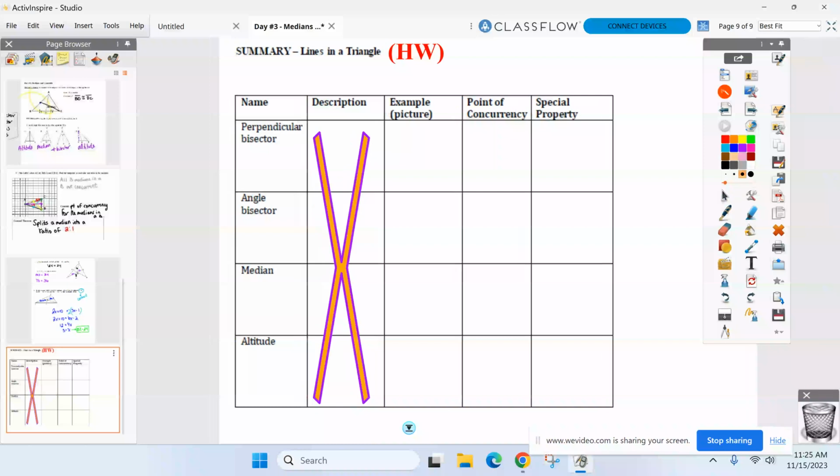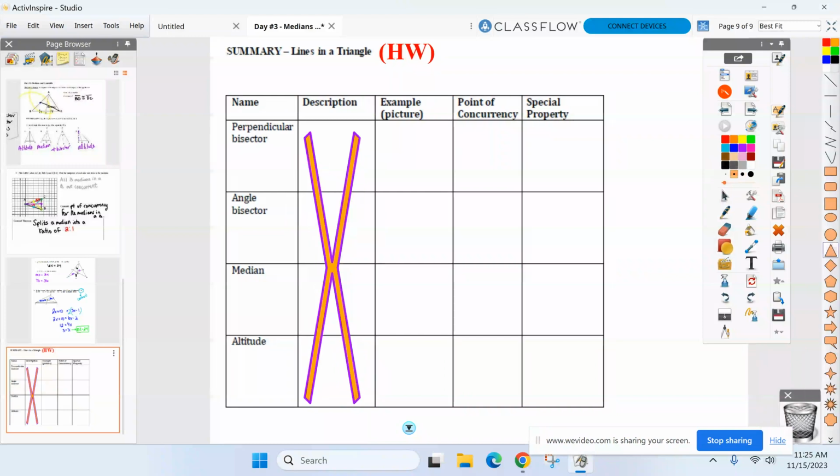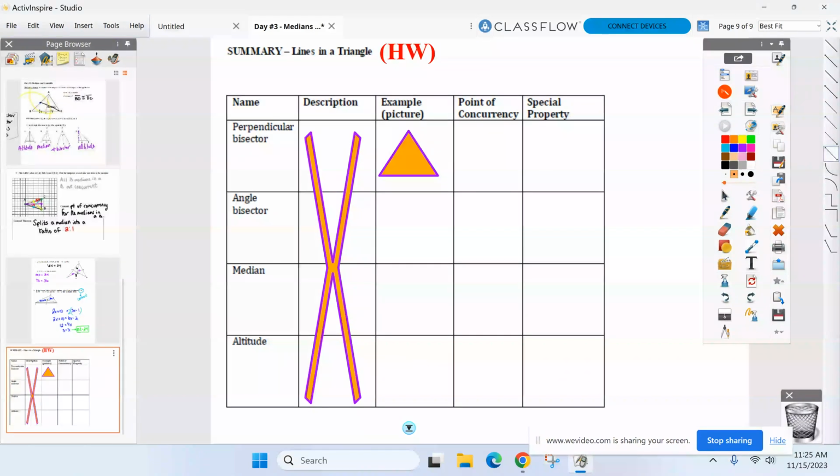So let me do the first row with you. It's a perpendicular bisector. Can you draw me a picture of that? Start with a triangle, right? Because we're only doing these in triangles. Just draw your best picture of a perpendicular bisector through a side. Draw a perpendicular bisector with correct markings through one of the sides. We know we have 3 of them, but I only need 1 drawn. I don't care how you do it.